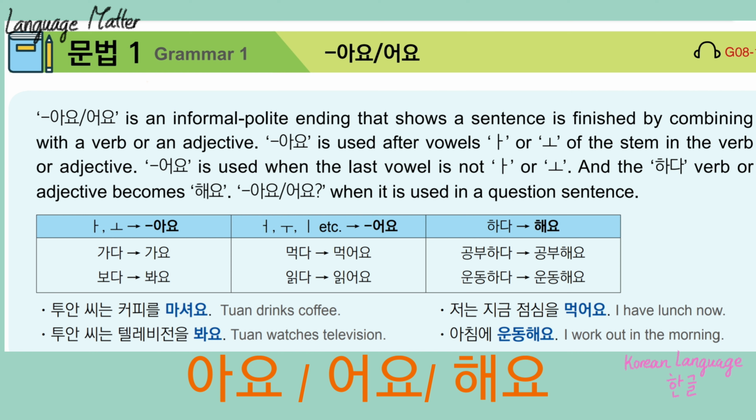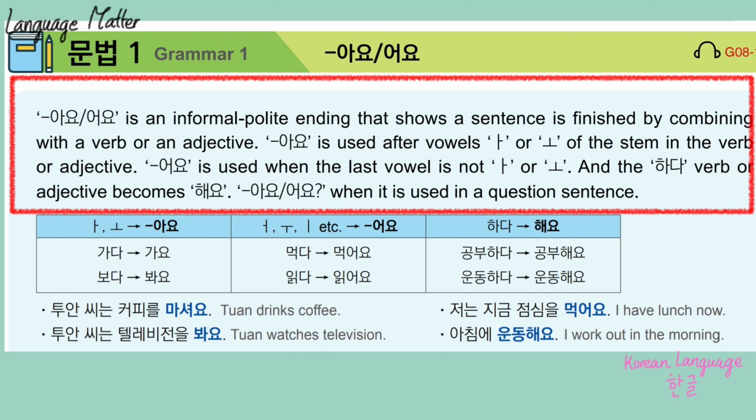Wow. In other words, 아요, 어요 is an informal, polite ending that shows a sentence is finished by combining with a verb or an adjective. 아요 is used after vowels a or o at the stem of the verb or adjective. 어요 is used when the last vowel is not a or o, and 하다 verb or adjective becomes 해요. 아요, 어요 is used in question sentences as well.